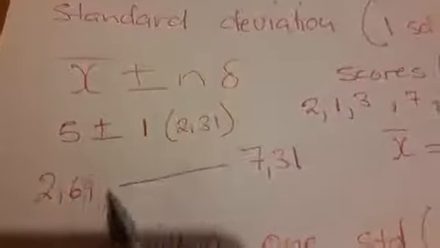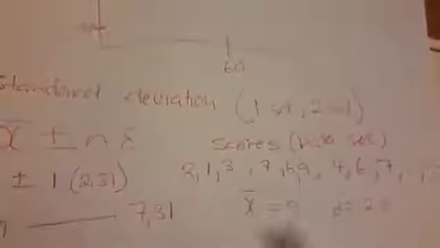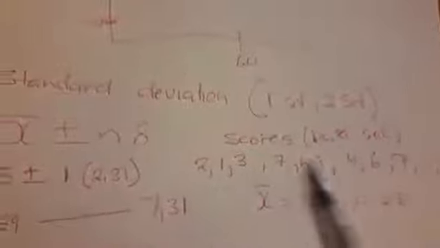We're looking for scores within, in other words, the scores between these numbers. Your lower limit will be 5 minus this, and your upper limit will be 7,31. So I go to my scores. I just put a lot of numbers there. My scores between these limits are 3, 7, and 6. They are between these numbers. So how many scores do I have within one standard deviation? I've got 3 scores.